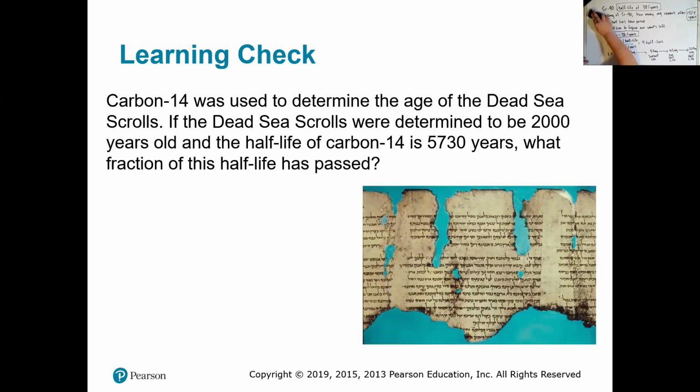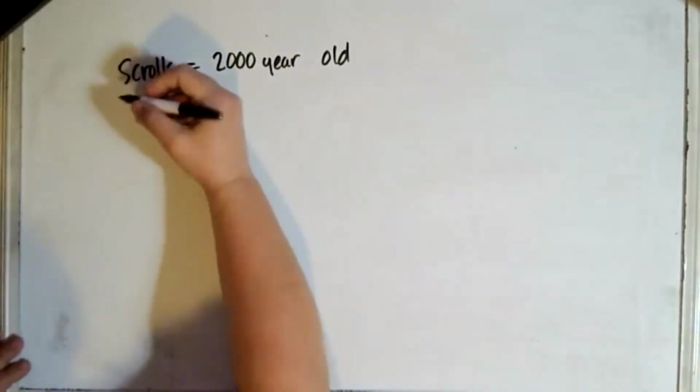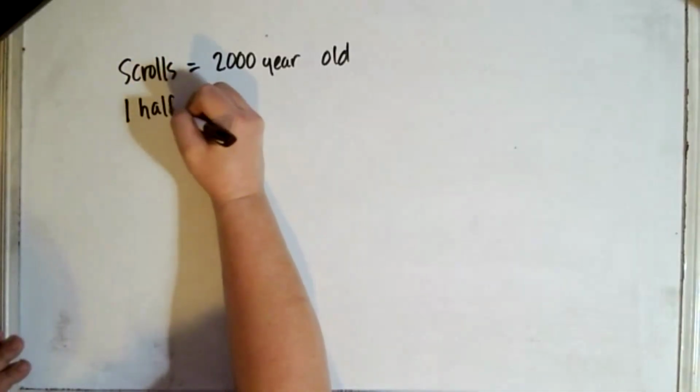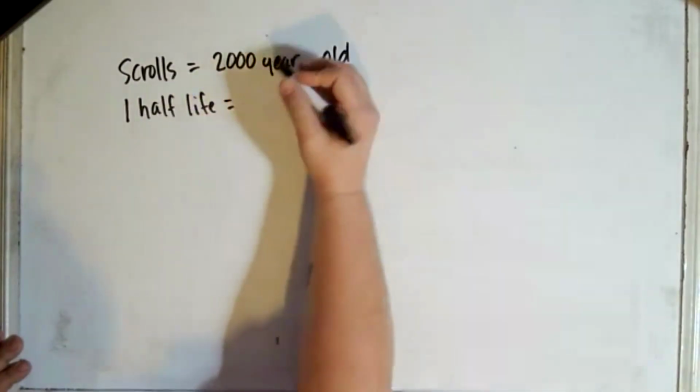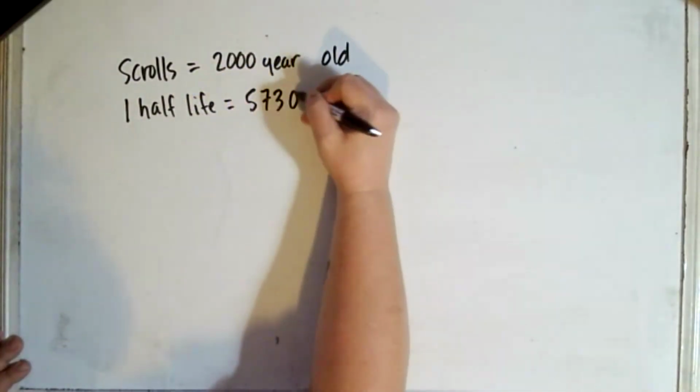All right, so this one tells us that carbon-14 was used to determine the age of the Dead Sea Scrolls. If the Dead Sea Scrolls were determined to be 2,000 years old and the half-life of carbon-14 is 5,730 years, what fraction of this half-life has passed? All right, so our scrolls are 2,000 years old. And our half-life is 5,730 years.